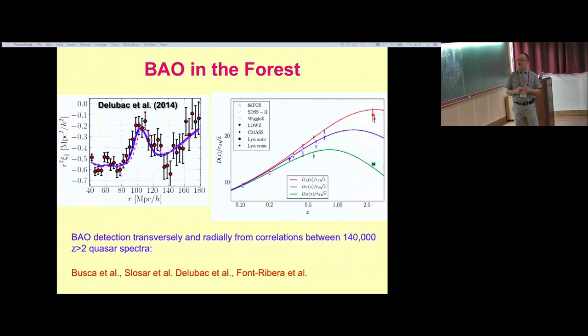I should just say as well that the BAO signal has been seen not only in the galaxy distribution, but in the gas distribution. So the SDSS also has provided a sample of around about 100,000 quasars. So for that, you're able to look at the Lyman alpha forest.